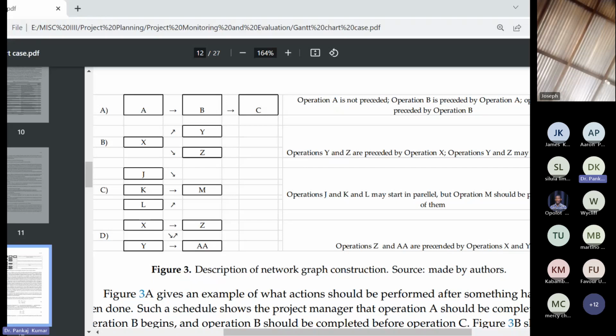After that, in situation B, we will see X, Y, Z. So operations Y and Z are preceded by operation X. Operations Y and Z may start in parallel. It means that when operation X is going on, operations Y and Z will not be started. But when operations Y and Z want to start, they can start in parallel or they can have a gap in their starting point. This is the outcome of picture B.